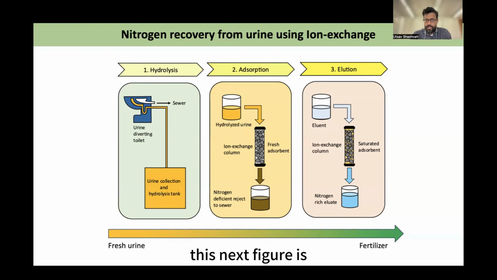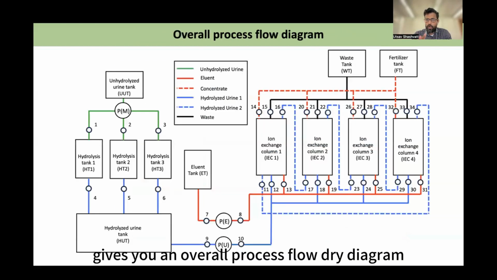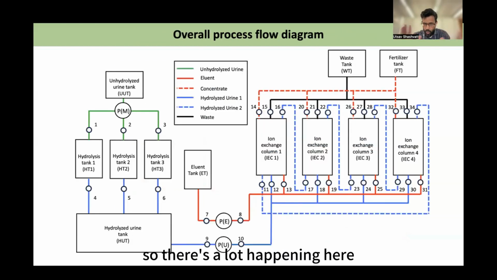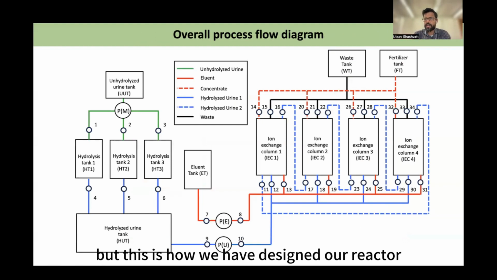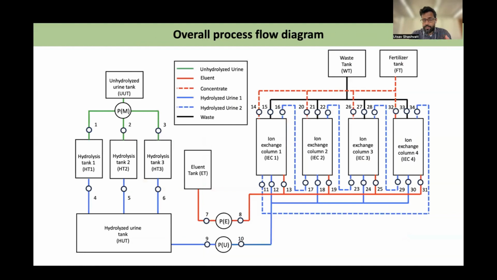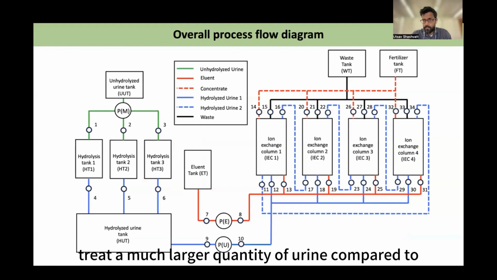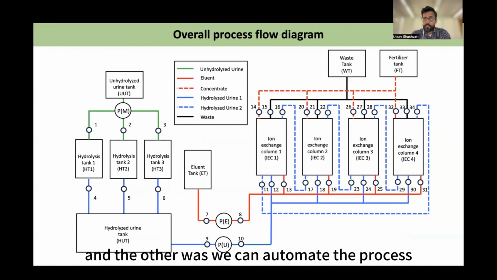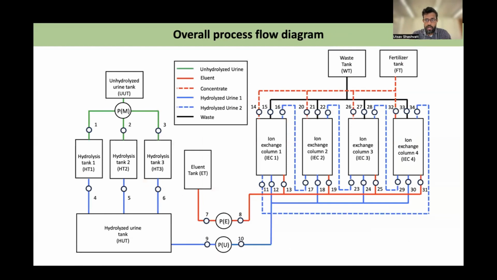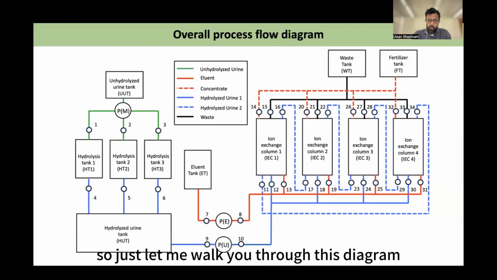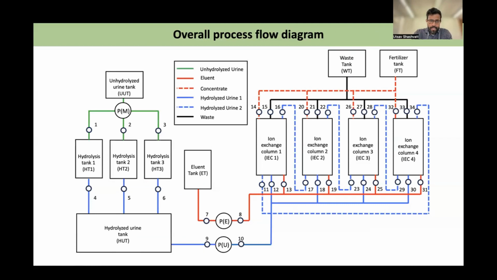This next figure gives you an overall process flow diagram. There's a lot happening here, but this is how we have designed our reactor. The main goal of our reactor was to treat a much larger quantity of urine compared to lab experiments. The other goal was that we can automate the process so we can run this for days and weeks. Let me walk you through this diagram. We'll move from the left to the right.